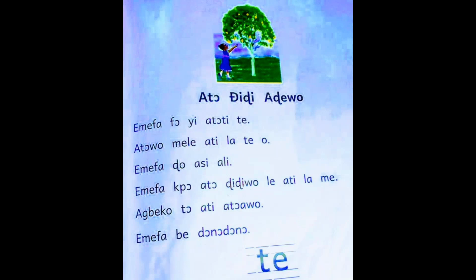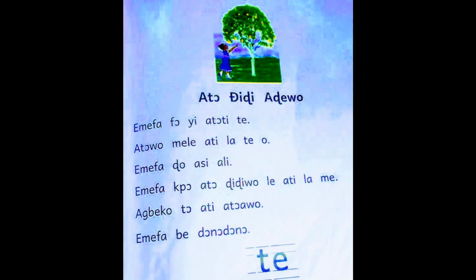The title reads Ato Didi Adeo, Some Ripe African Bush Mangoes. Emefa Foyi Ato Tite. Emefa went to a bush mango tree. Ato Mele Atila Te O. There are no bush mangoes under the tree.